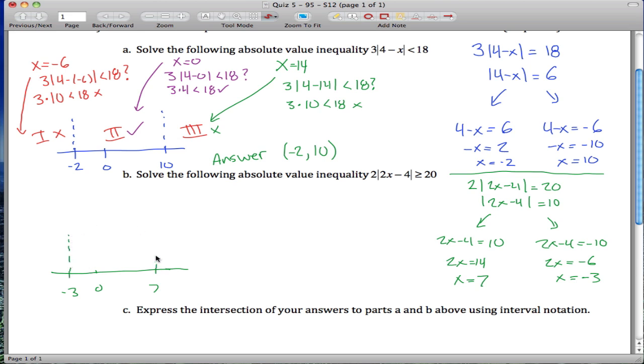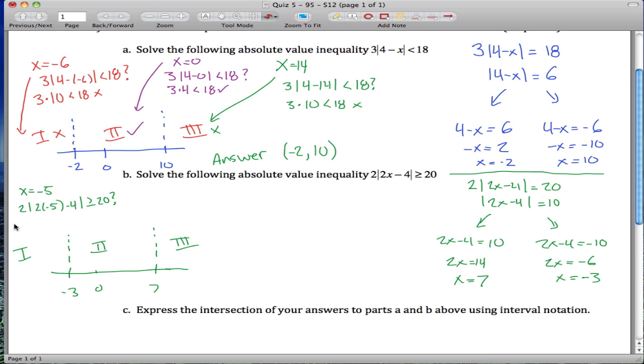And so that gives us 3 regions. There's 1, here's 2, and here's 3. We'll test numbers from each region. Maybe I'll take negative 5 this time. So 2 times the absolute value of 2 times negative 5 minus 4. Want to know, is that greater than or equal to 20?